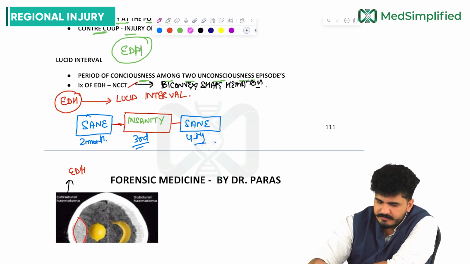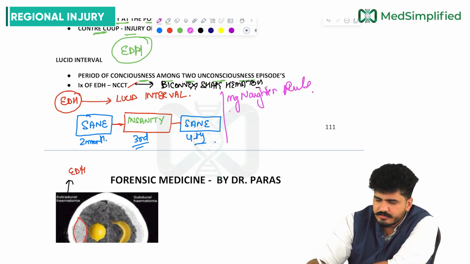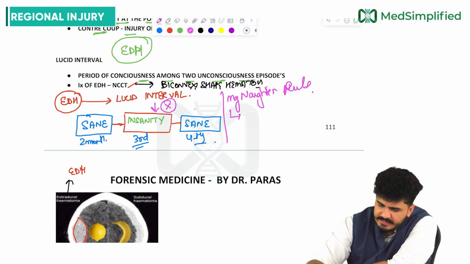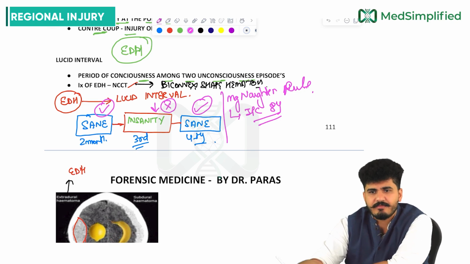That rule is called Magnoton's rule. Magnoton's rule says if the person is insane during the lucid interval, he is not liable for any crime. But if he is sane, then he is liable for the crime. This is Magnoton's rule, IPC 84. IPC 84 is there for Magnoton's rule, my dear friends.